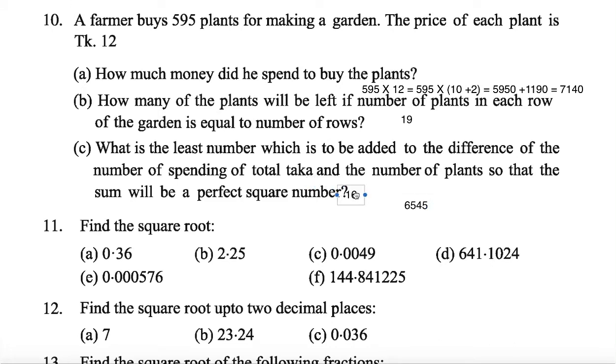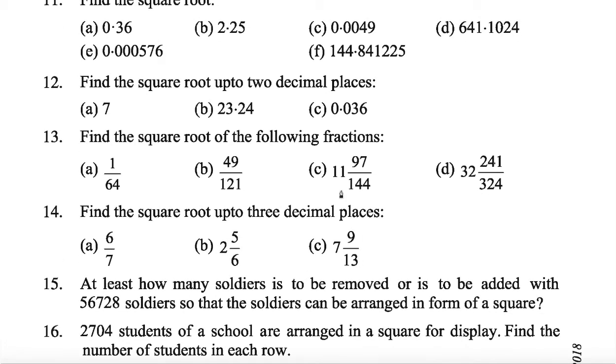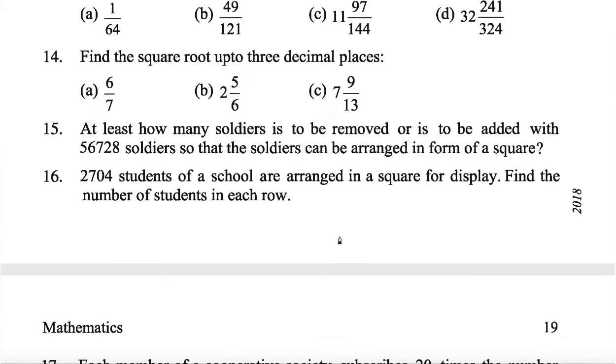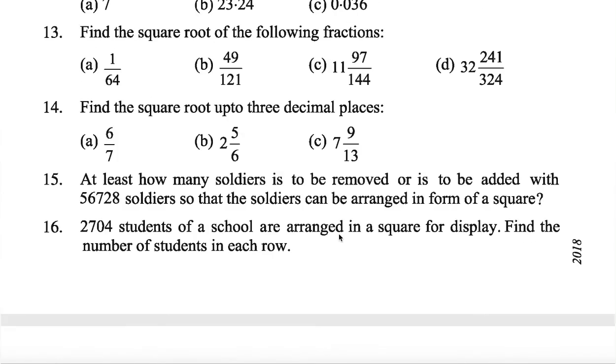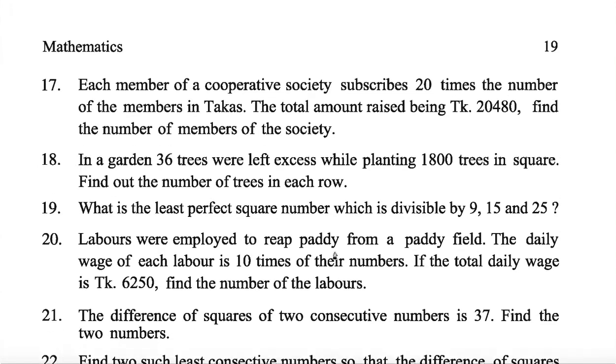Find the square root of, this is 0.6. Other numbers you can proceed on your own. We have seen already one example of decimal fractions. Find the square root up to 2 decimal places. Let me do any one. 23.24, I will take 2 decimal places, right? 23.24. Yes, 23.24.